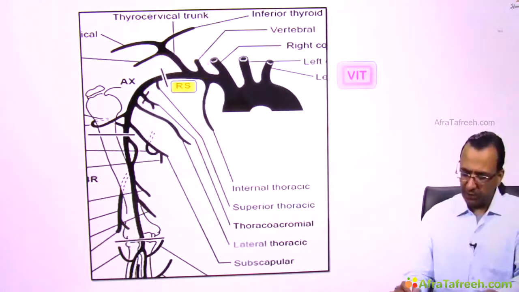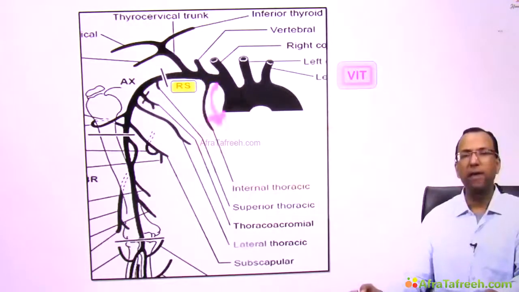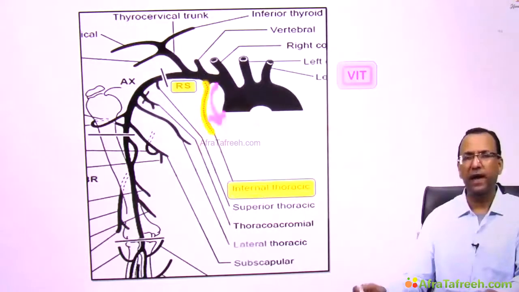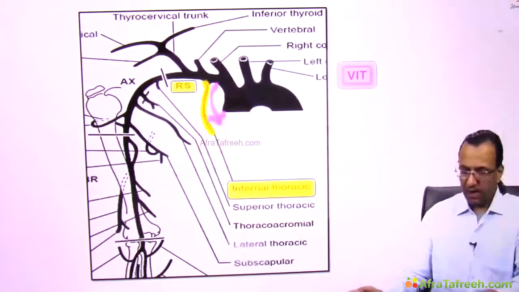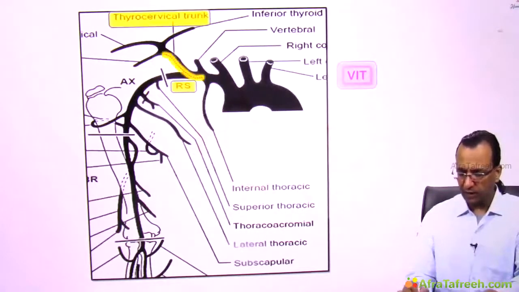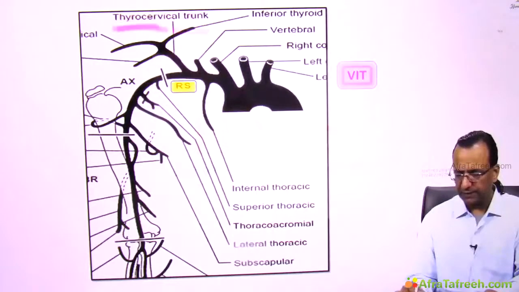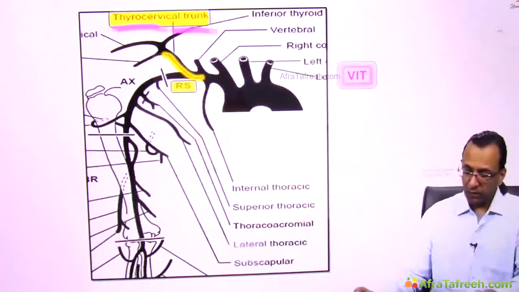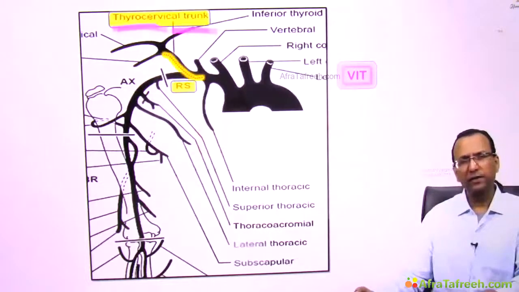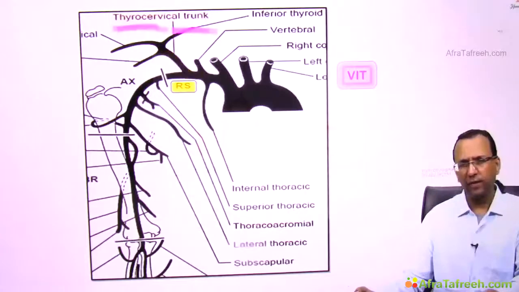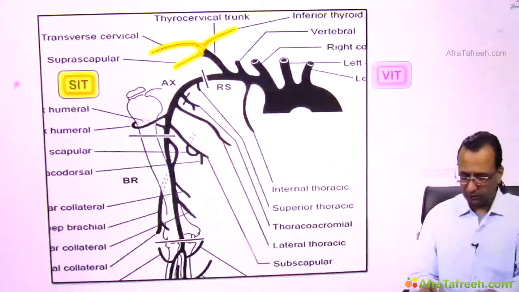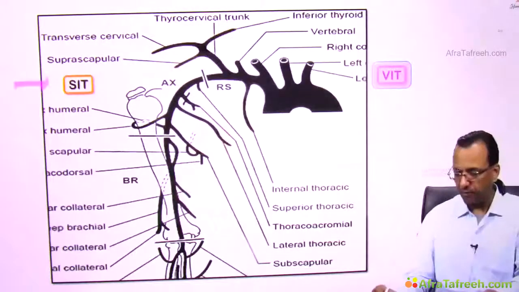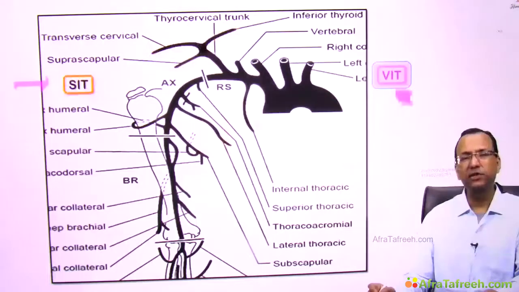The I which is coming down is called the internal thoracic artery. It is also called the internal mammary artery, to supply the mammary gland and thorax region. And the T branch is the thyrocervical trunk. T is the thyrocervical trunk, called so because it supplies the thyroid gland and the neck region. Now this thyrocervical trunk itself will give 3 branches, and we remember them by the name SIT branches. You mean to say in the VIT, the T will give the SIT branches.